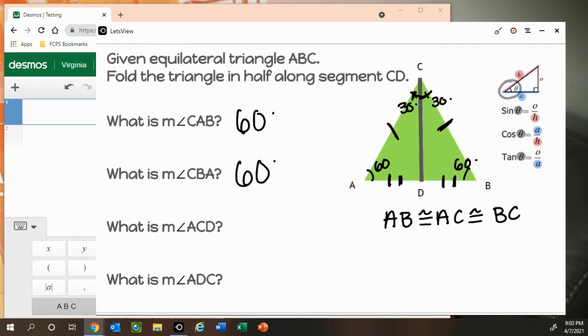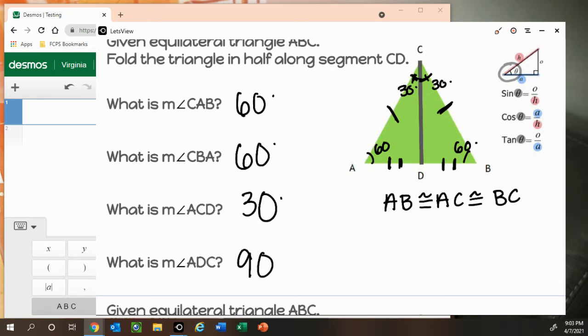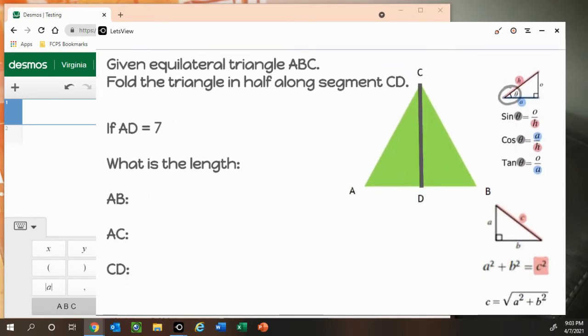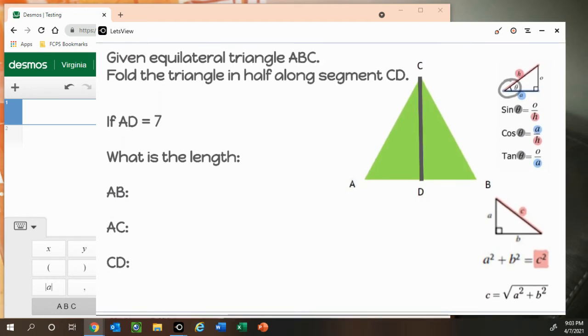So ACD is going to be 30 degrees. Lastly, ADC, right here, we dropped this line in, and these two lines are going to be perpendicular. So that's going to be 90 degrees. Right? So we got 30, 60, 90 degrees that we're working with. So I'm going to go through one example to find a bunch of different lengths using the Pythagorean theorem and some trig. All right? So we are given this triangle. We know all of these fun things about it that we just went over. If AD is 7, let's just start labeling.